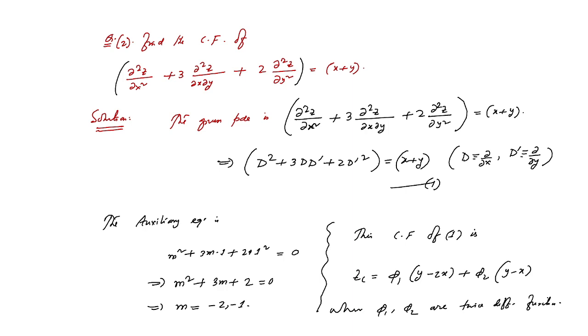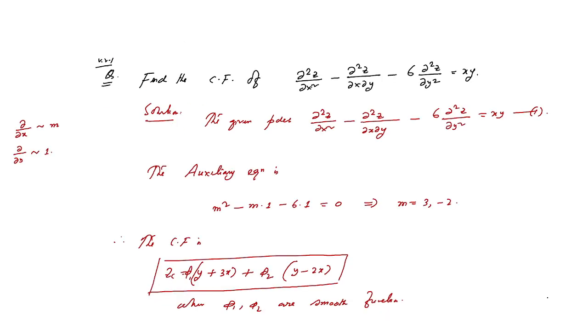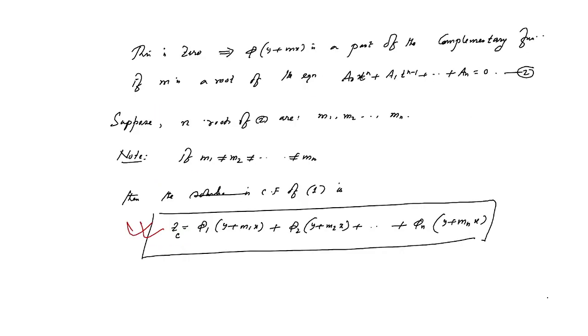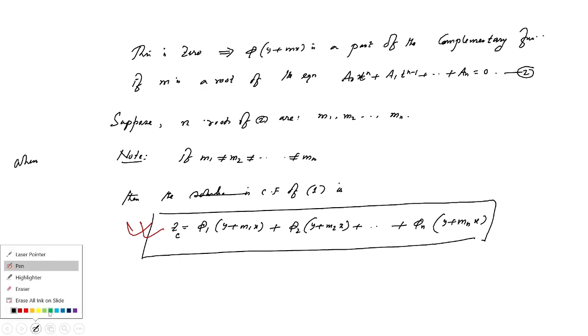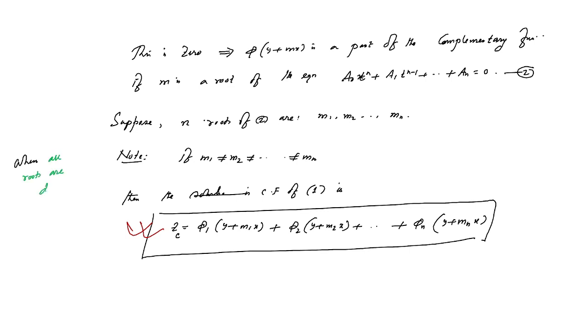So in that way you can solve the problem easily. But the question is what happens when the auxiliary equation has a repeated root. So this is all about the case when all roots are distinct.